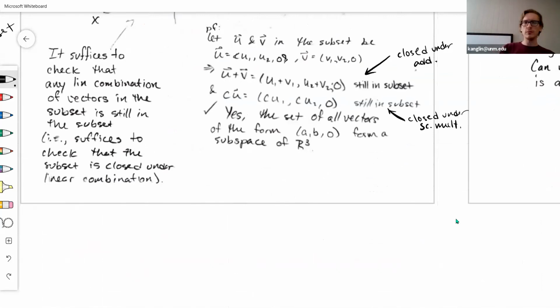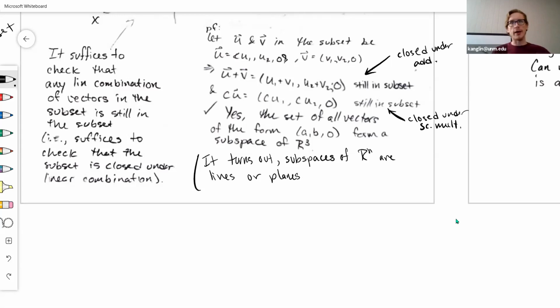I'm even going to make a note. It turns out subspaces of Rn are just points, lines, or planes, or higher dimensional planes, like fourth dimensional, fifth dimensional planes. We can't see those, but they work out mathematically the same. It turns out the subspaces of Rn are lines or planes through the origin.